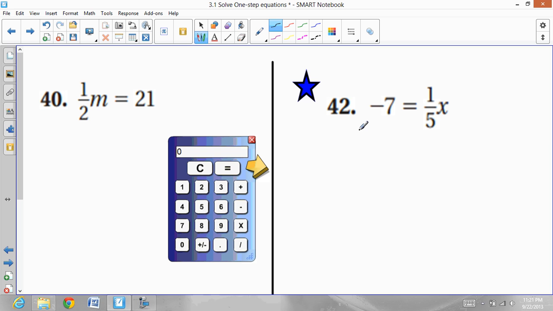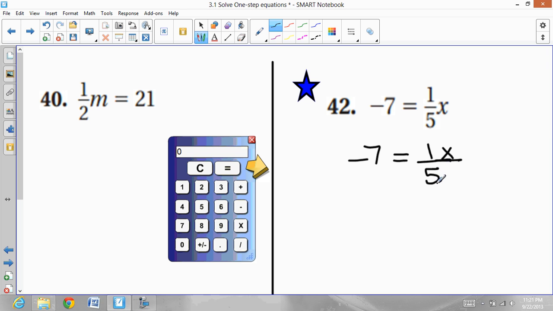Look at question number 42. You got negative 7 equals 1 over 5 x. I'm going to pull a line to look like this. Now x is on the top, 5 is on the bottom, which means x is divided by 5. I do not like the number which is being divided by 5. I need to get rid of this 5.